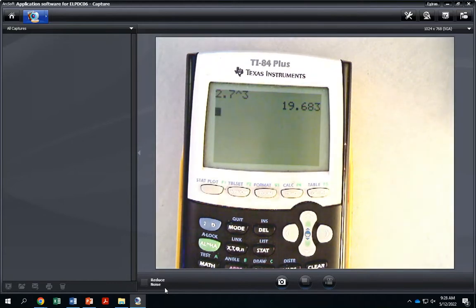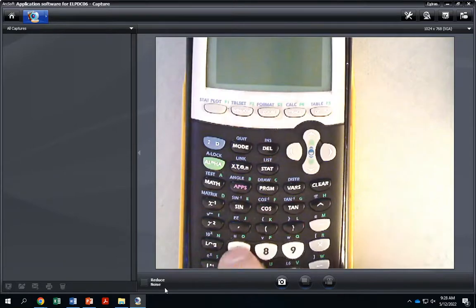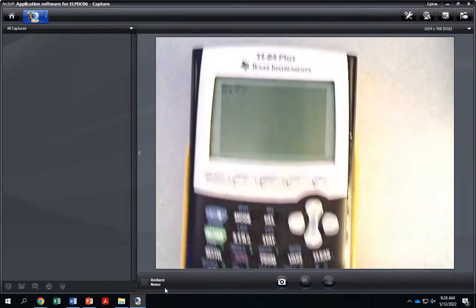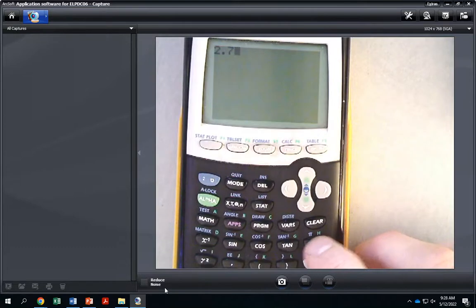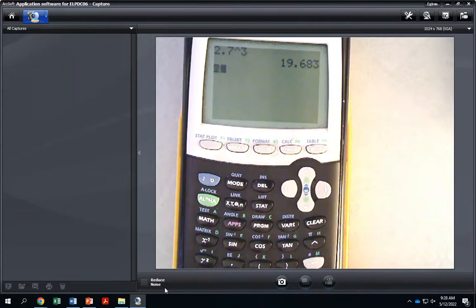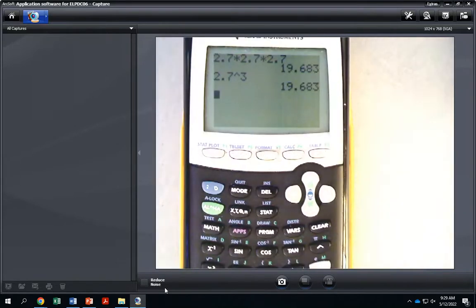So again, let me do it again. You do 2.7, and then you press the caret key, right under clear, and then a 3. What that's given you is 2.7 times 2.7 times 2.7, which should be the same as 2.7 cubed. There you go. All right, 19.683.